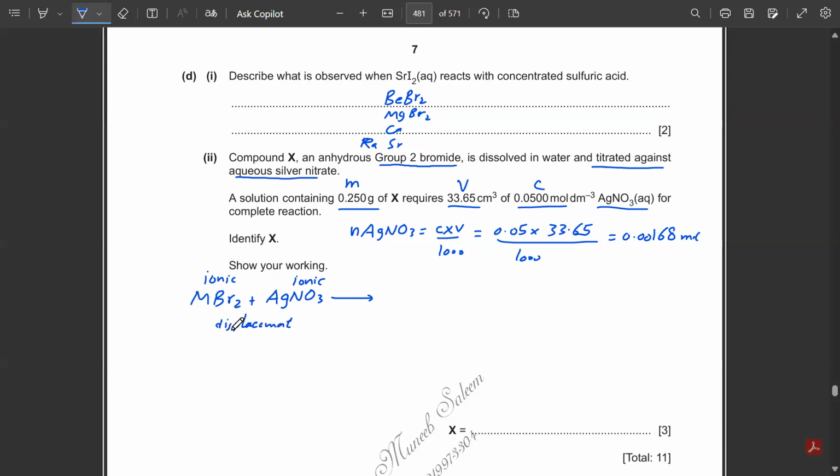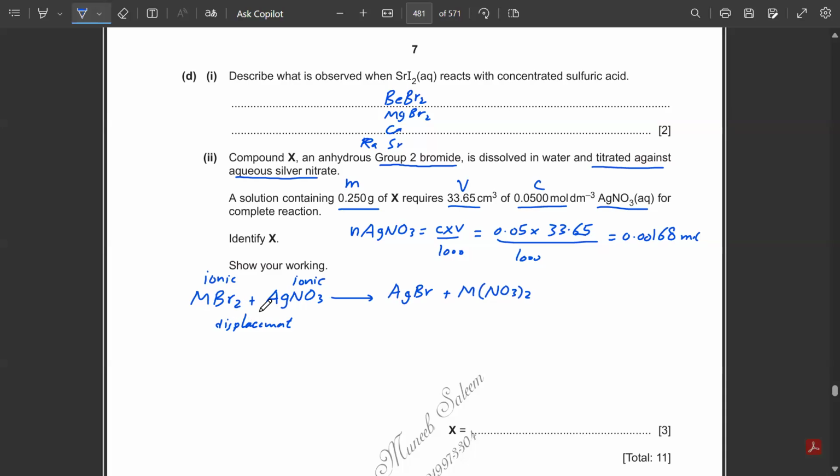If you remember from the O-level knowledge, this would give you the displacement reaction, which means Ag will bond with the bromine to make silver bromide, AgBr, and metal will bond with nitrate to make metal nitrate, but nitrate will have 2 over here because the metal belongs to group number 2. Now we have to balance this equation.